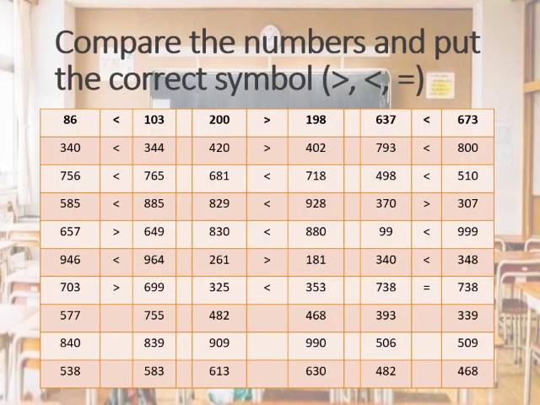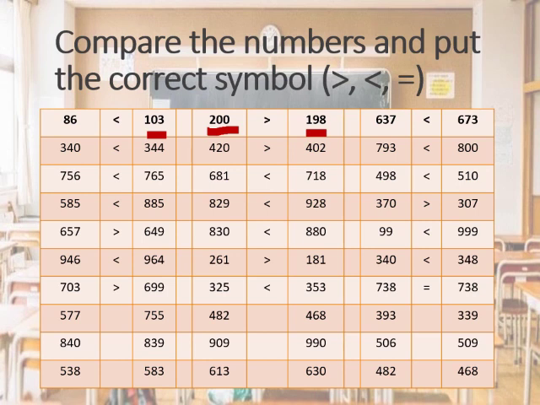Coming to the exercise, check the first question. 86 and 103. 86 has 2 digits and 103 has 3 digits. We have to face the mouth towards the greater number, which is 103. Now we can read it as 86 is less than 103. Moving to the next question. Next is 200 and 198. So between 200 and 198, 2 is in the hundreds place, 1 is in the hundreds place in the other number. So 200 is greater than 198.